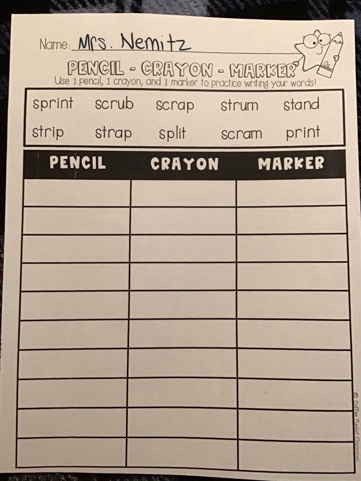Our first word is sprint. S-p-r-i-n-t. Sprint. With your pencil, write sprint. S-p-r-i-n-t. Sprint. With your crayon, write sprint. S-p-r-i-n-t. Sprint. And with your marker, S-p-r-i-n-t. Sprint. Remember, if I go too fast today, please pause the video.